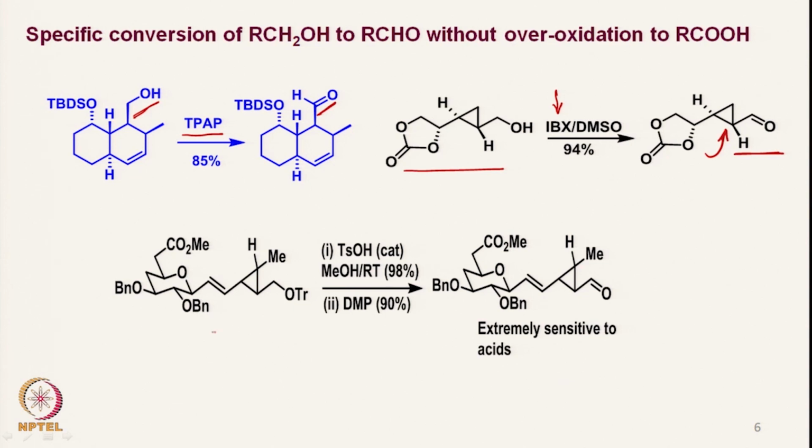In a similar fashion, there is a molecule as sensitive as this, which has a double bond, which has a sugar part, which has a cyclopropane, and of course there is a trityl protection. When this trityl protection is removed under acidic conditions using methanol and paratoluene sulfonic acid, we generate the corresponding primary alcohol, which was then oxidized using Dess-Martin periodinane oxidation, which gave the aldehyde, an extremely sensitive molecule to acids. That means this particular molecule is very sensitive to the acid. So, these are the three methods that we had introduced earlier.